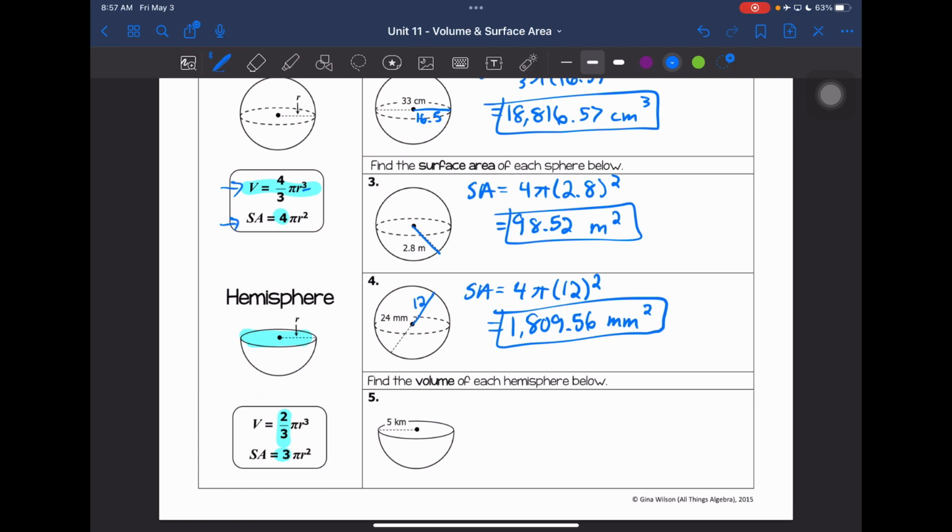And remember, the difference between these two, volume is talking about inside the shape, so if you were to fill it or want to know how much space is inside of a shape, and then surface area is talking about the outside, so everything that's on the surface. So let's find the volume of this hemisphere. So we would just do 2/3 times pi times 5 cubed. Make sure you include that little 3 at the end there. That would come out to 261.8 kilometers cubed.